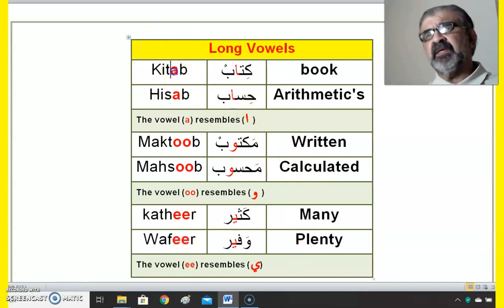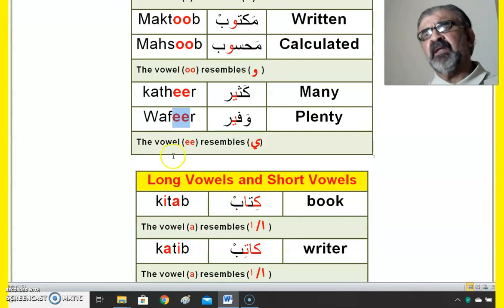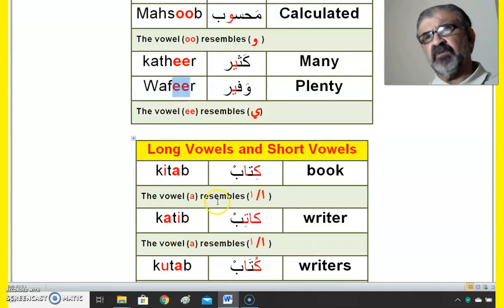Again, kitab, hisab, maktub, mahsub, kathir, wafir. Now a combination between long and short vowels.